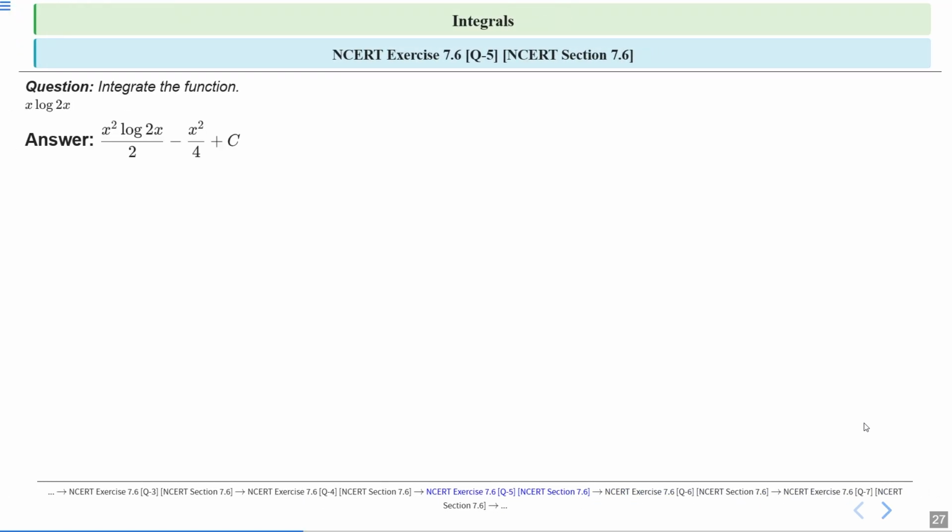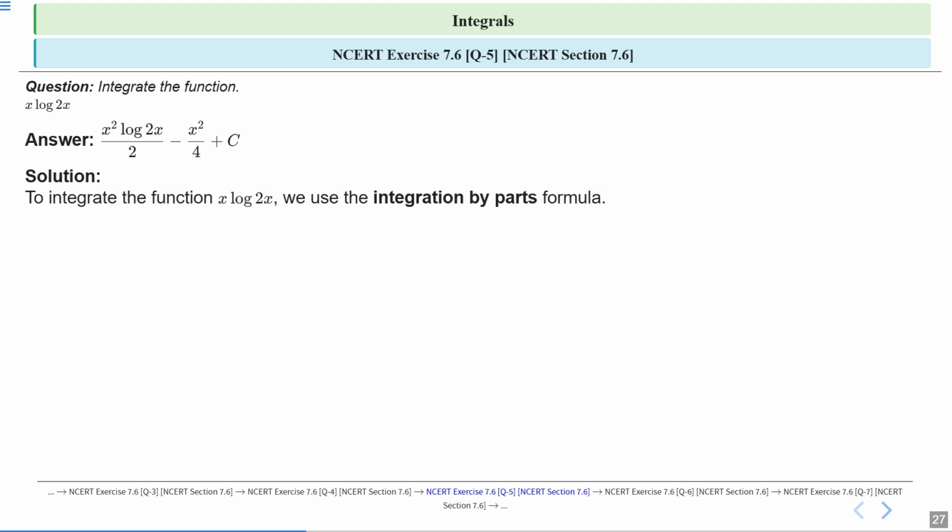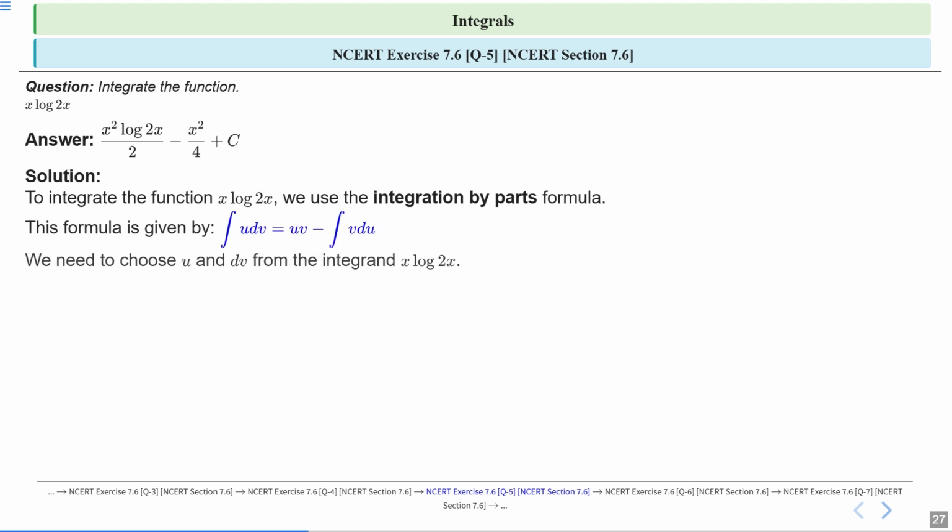So the answer is x square log 2x by 2 minus x square by 4 plus c. Let's go to the answer solution part. Now we have to integrate x log 2x and we use the integration by parts formula. So we have to choose u and dv. And as we know, in the ILATE rule, logarithmic comes first.